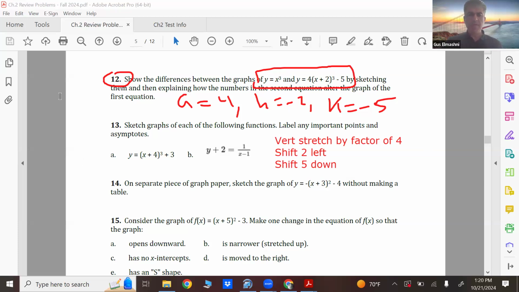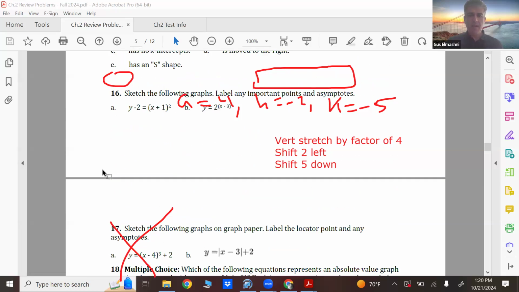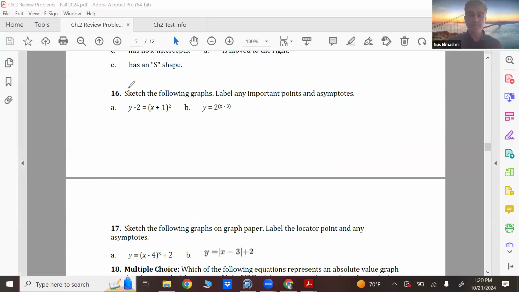14, yeah, 14's good. 13's good. 15, make one change in equation, set the graph. Yes, let's just cross off 15. I'm not going to ask something like that. 16's good. You want to know how to do that, as well as 17. Part B. Let's talk about part B.